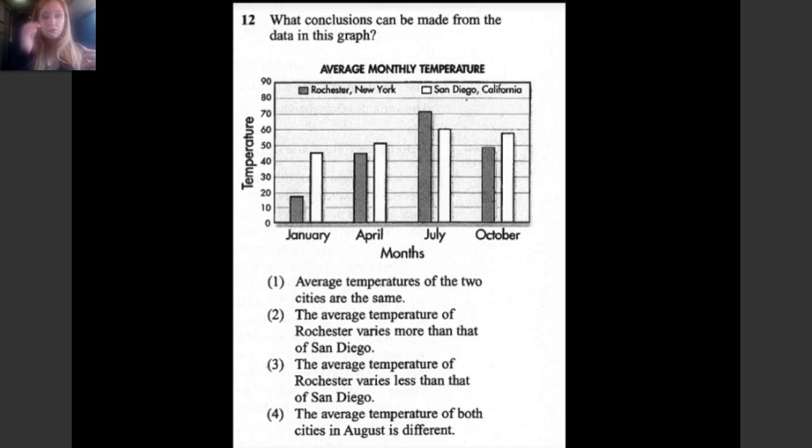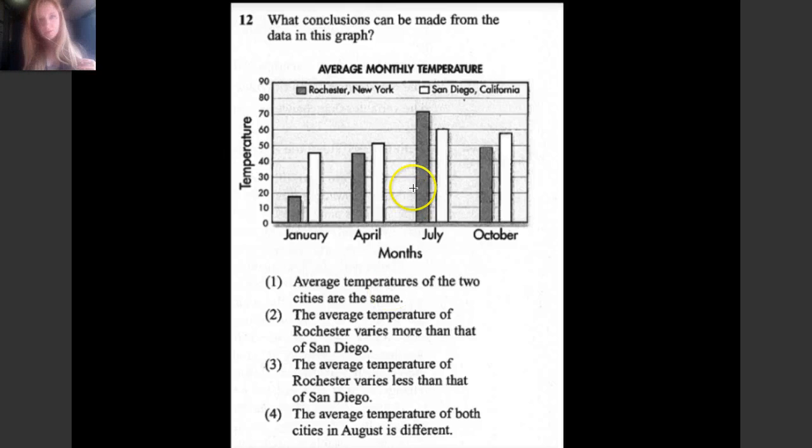12. What conclusion can be made from data in this graph? Okay, now I'm going to look at this graph. I can see the average monthly temperature for Rochester, New York, and San Diego. The IV in this is months, and the DV is temperature. Therefore, the change in months causes the change in temperature. I have January, April, July, October.